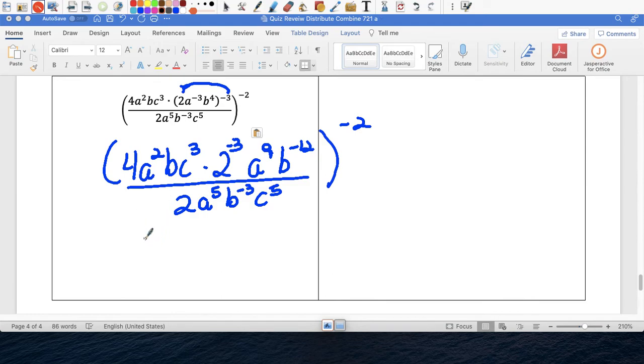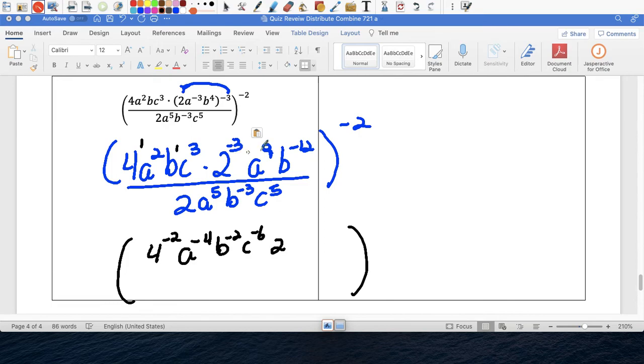So, you know what? Let's just take care of that -2. Let me put a 1 over here. So that's going to be 4 to the -2nd power, a to the -4th, b to the -2, right? There's an invisible 1 here. C to the -6. That -3 and -2 is going to be 6, right? A to the -18 and b to the +24. That's what I get in my numerator.